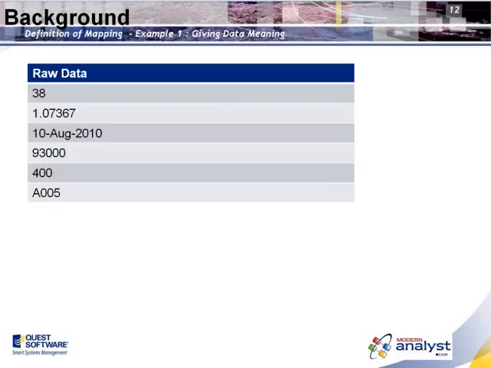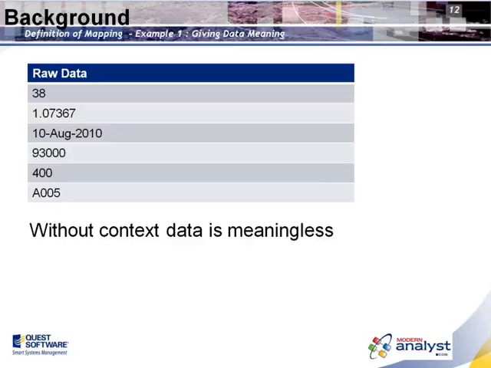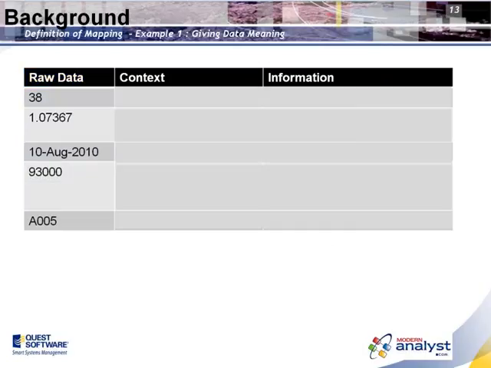So what do we mean by meaningful? Let's have a look at a little example. Here we have some raw data. We have an integer, a float, a date, an alphanumeric. Now, without context, this data is pretty much meaningless. So to convert that data into information, we have to give it context.